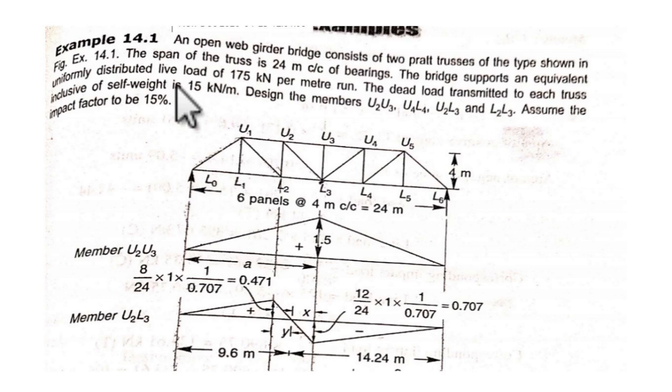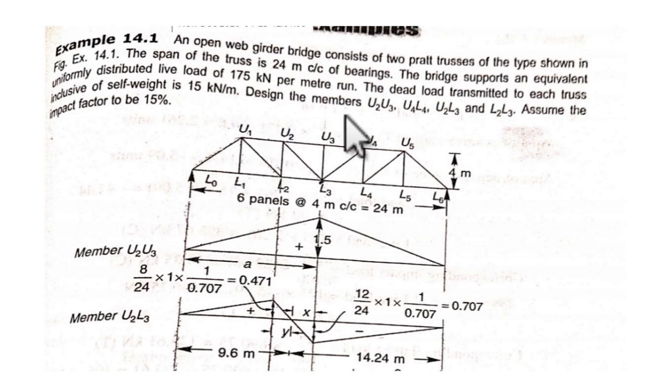The bridge supports an equivalent uniformly distributed live load of 175 kN per meter. Okay, so here in this question, the EUDL need not be calculated from the tables available in the bridge rule book. The EUDL is already given to you, that is 175 kN per meter. So you need not refer to the table. The dead load transmitted to each truss, inclusive of self weight, is 15 kN per meter. So the dead load from the deck to the bearings and then ultimately to this truss is also given. So you need not calculate the live load and dead load separately. It's already given in the question.